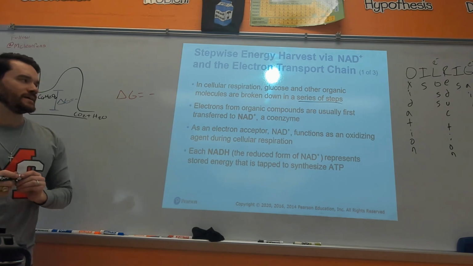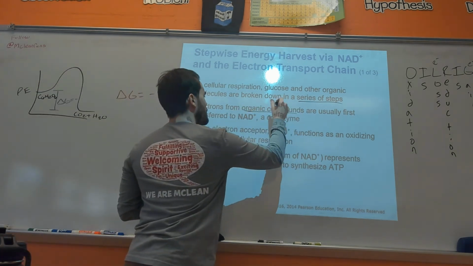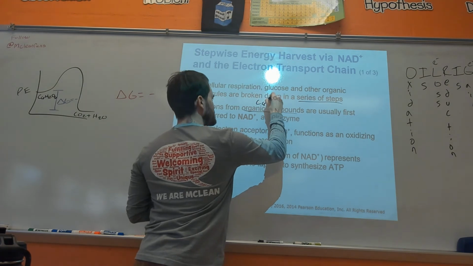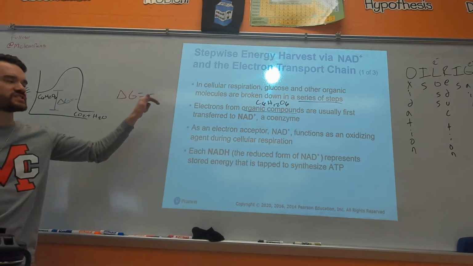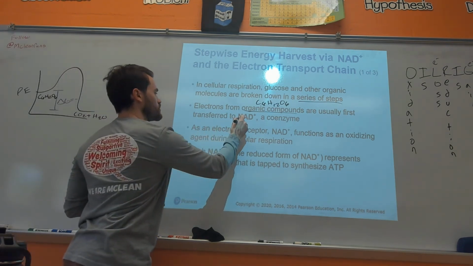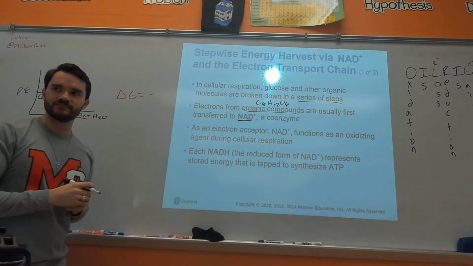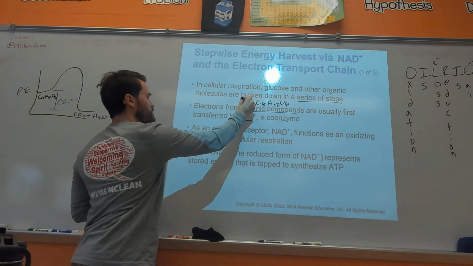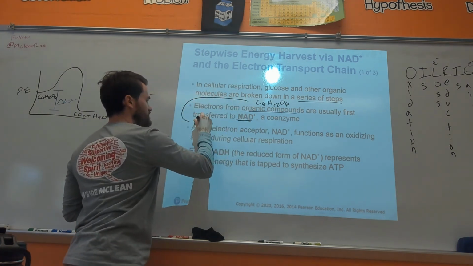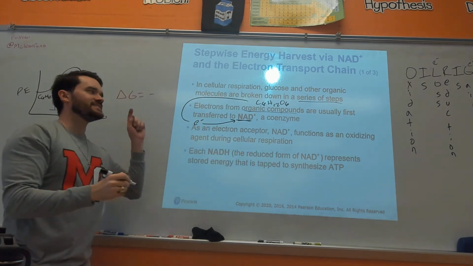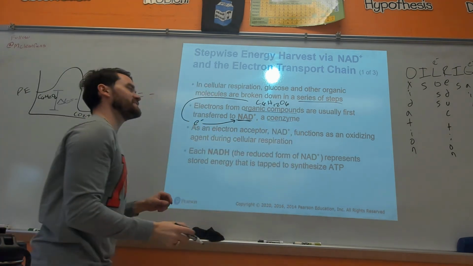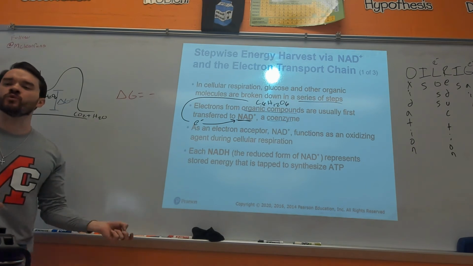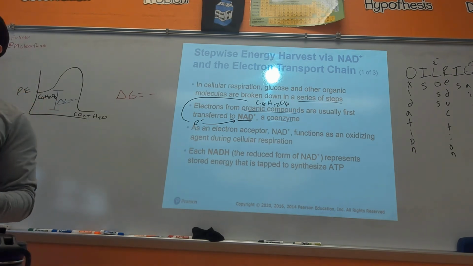All right, so by organic compounds, remember they're thinking glucose, C6H12O6. We're going to take the electrons from glucose and transfer them to this molecule called NAD+. So we're stripping electrons from glucose, and you've got a bunch of electrons going from glucose to NAD+. NAD+ is a coenzyme. Coenzymes work with enzymes to make them more efficient.